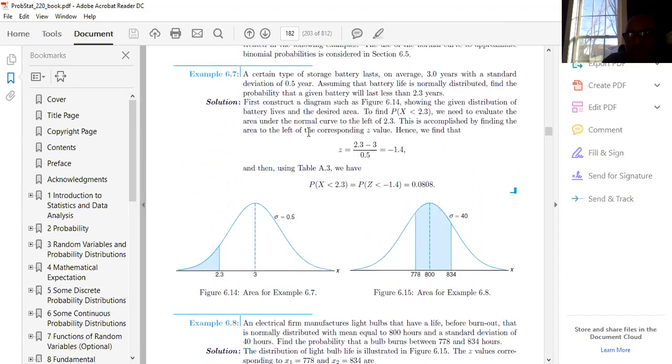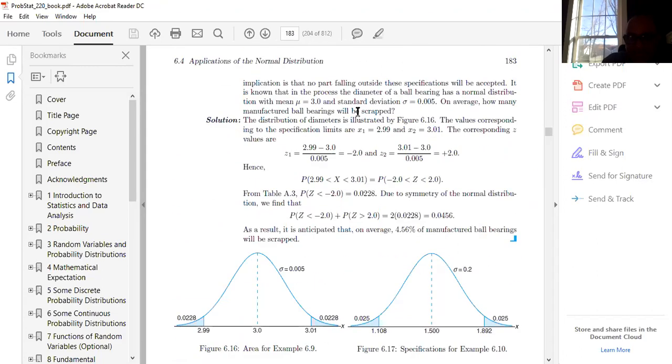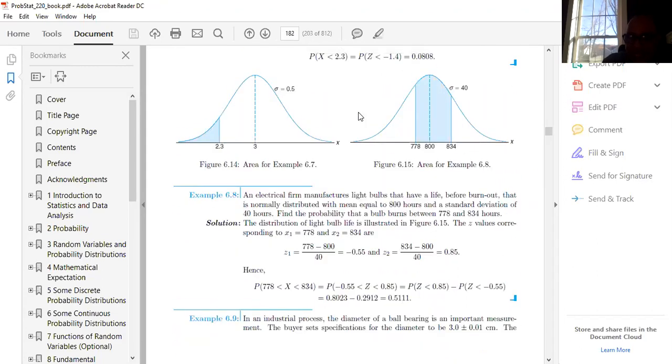My first example was the mechanical type example, and the second, a certain type of storage battery life, you can say the electrical type example. Okay, my third example is based on an industrial process. The diameter of a ball bearing is an important measurement. The buyer sets specifications for the diameter to be 3 plus or minus 0.01. Again, you have two numbers: 3 plus 0.01, that is 3.01, and 3 minus 0.01, that is 2.99, right? Okay, so centimeters.